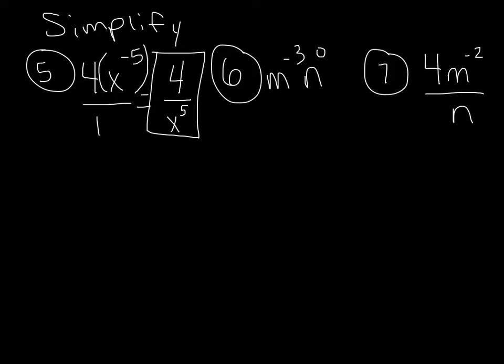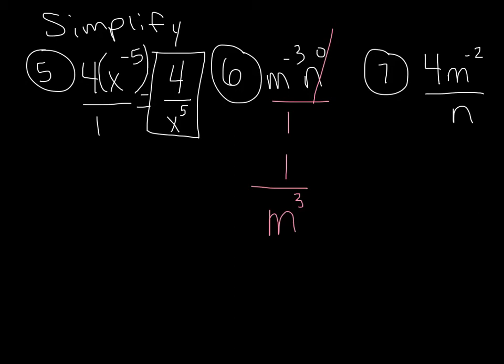The first thing you need to recognize is n to the 0. Anything to the 0 power is 1, which really just cancels it out. Okay, it's a 1. That m to the negative 3 needs to move to the bottom, so you have 1 over m to the positive 3. Okay. Number 7, 4m to the negative 2 over n.